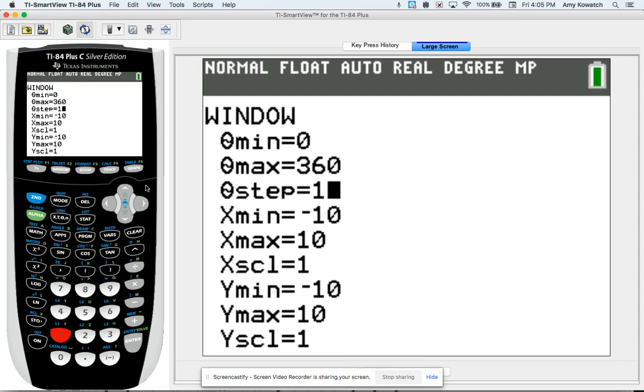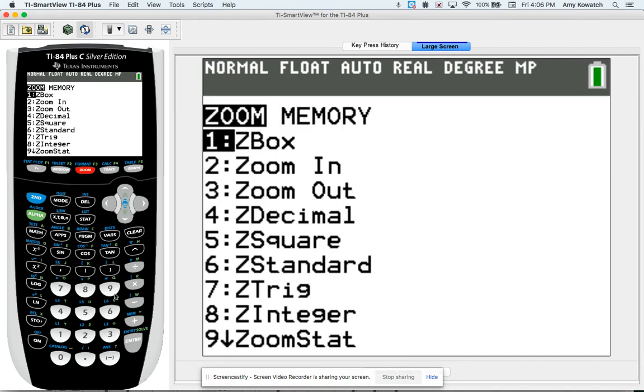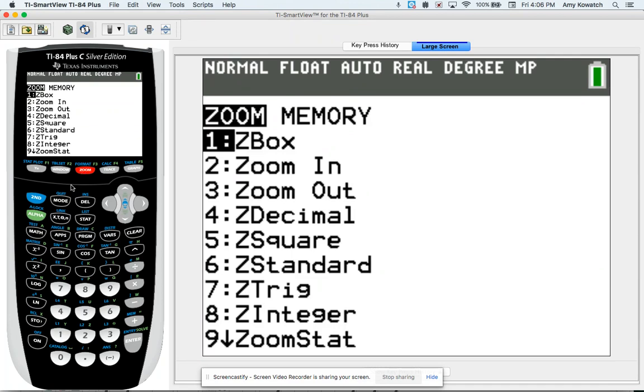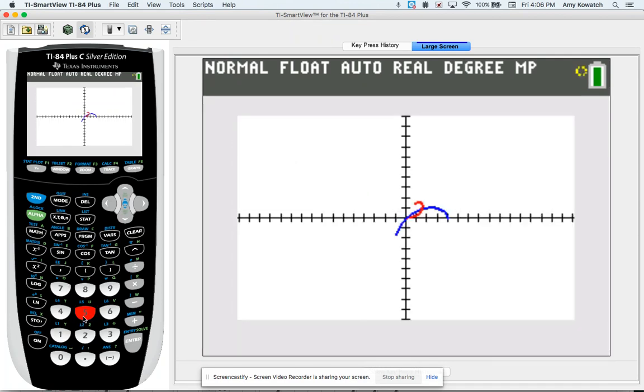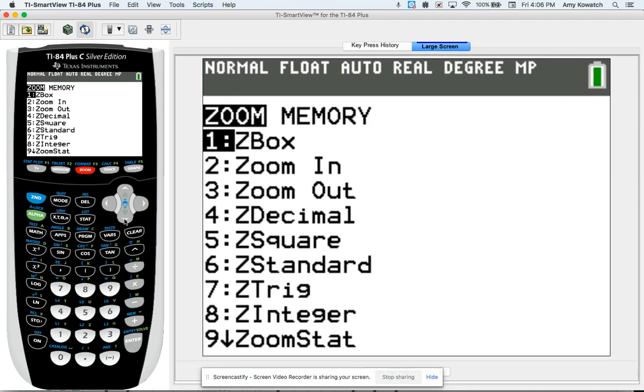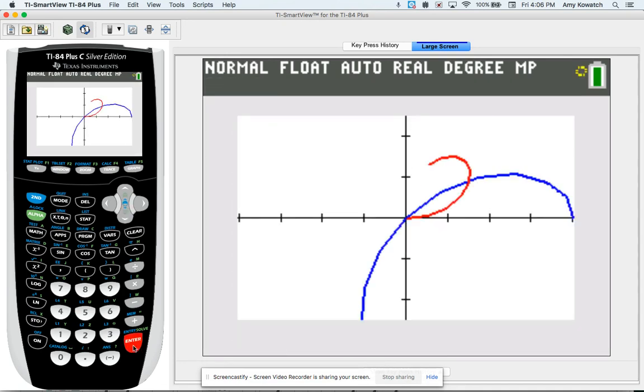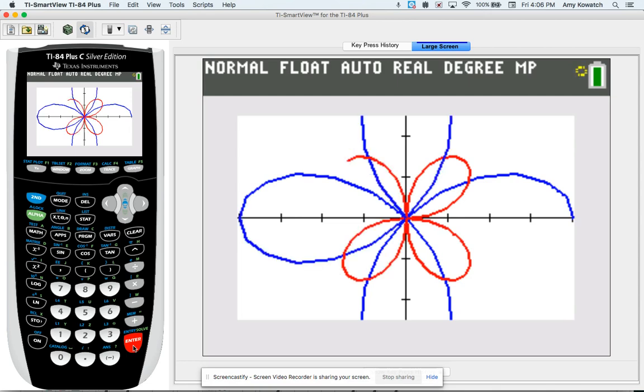This window is okay, but it might be a little small, so I could go to Zoom Standard, Zoom 6. It will give you a kind of smashed looking graph, and you can play around with the window. Or after Zoom Standard, you could hit Zoom Square, which gives you a more accurate, squared up, 1-to-1 aspect ratio graph. You could even zoom in, and this is just kind of a cool graph. If you hit enter right there, it zooms in closer. It's interesting to watch it graph.